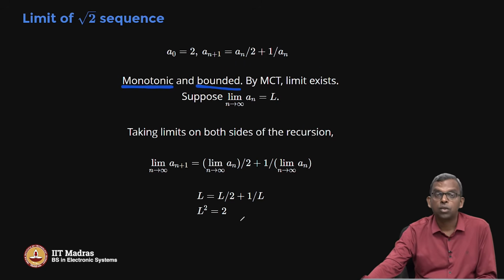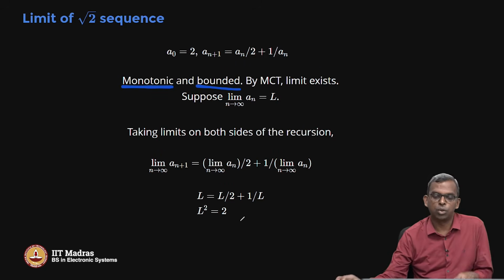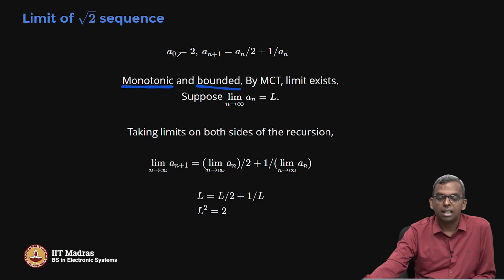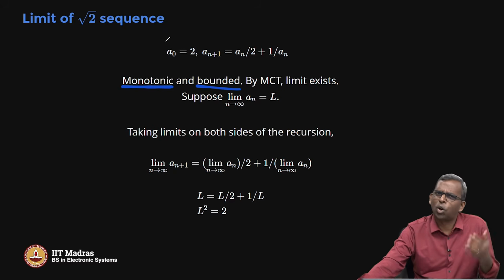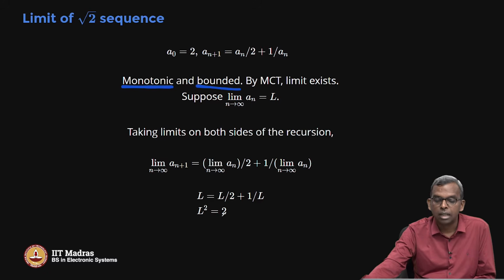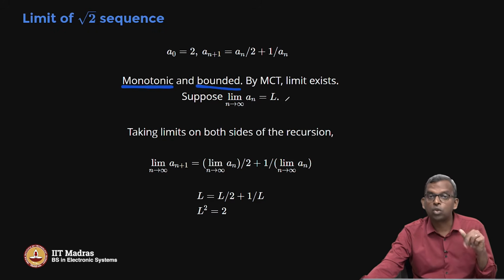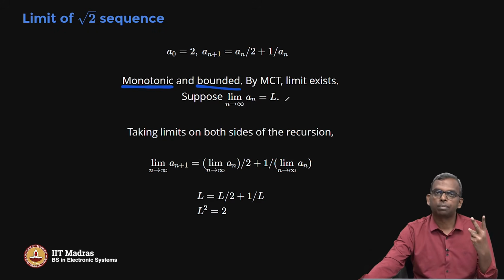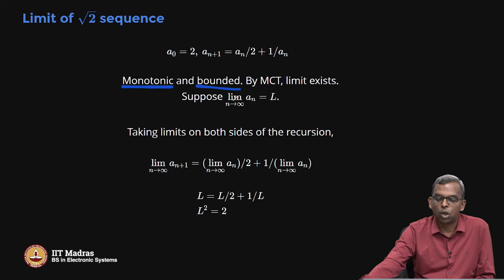So I have proved using this wonderful MCT that this sequence, which I've been calling the root 2 sequence all the time, indeed converges to some L, which when squared gives me 2. Which means this limit can be called the square root of 2. This L can be called the square root of 2.